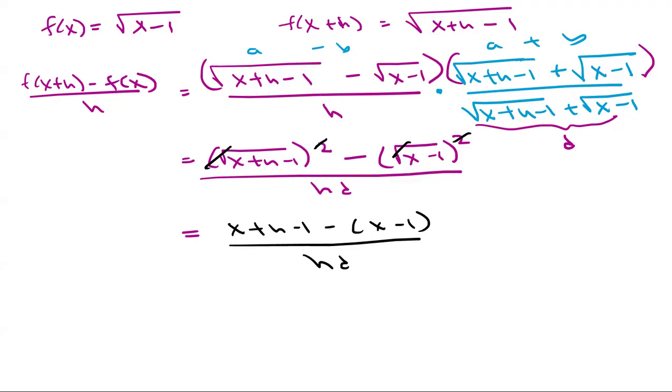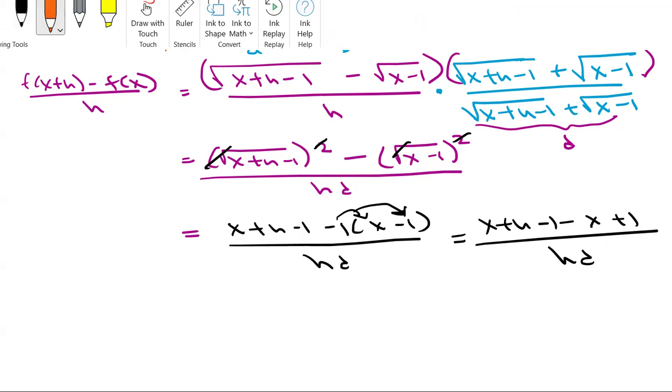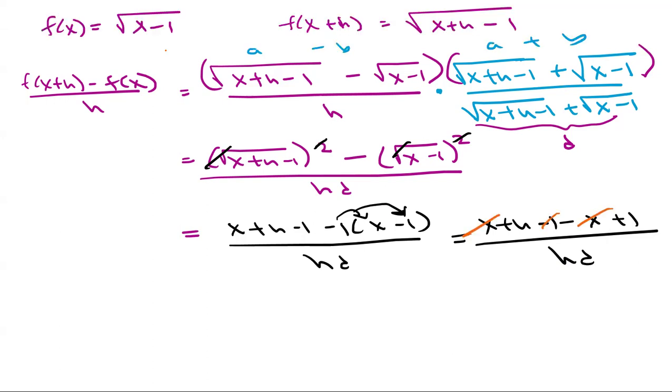Okay. All right, so now we just simplify. So we get x plus h minus 1 minus x plus 1 divided by hD. Again, I just have a negative one here, so I distribute that to each term. Okay, and then I can cancel some information. So the x's go away, then the ones go away. So then we're left with h over hD, and then the h's go away, leaving us with 1 over D.